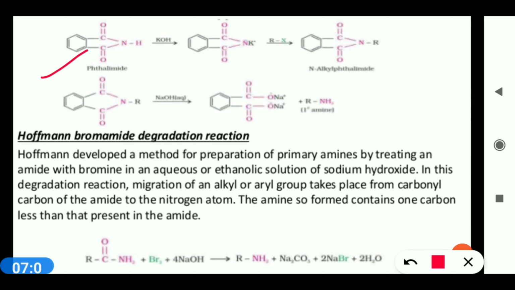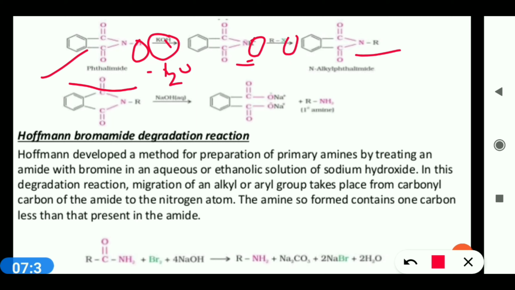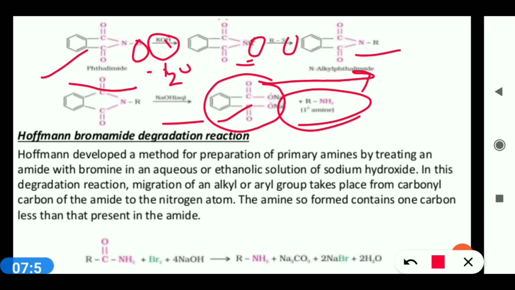This is phthalimide. When this phthalimide reacts with the KOH, then H and OH, there is removal of a water molecule and it will give rise to the potassium phthalimide. Again it will react with the alkyl halide. When it reacts with the alkyl halide, then K and X are removed as KX and it will give rise to N-alkyl phthalimide. This N-alkyl phthalimide again reacts with the NaOH and it will give rise to RNH2, that is the 1 degree amine, with the liberation of phthalic acid. So this phthalic acid is the byproduct.